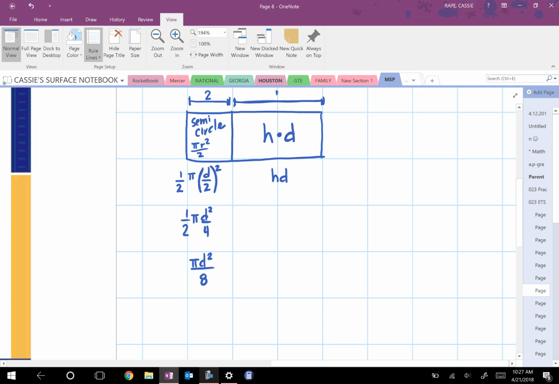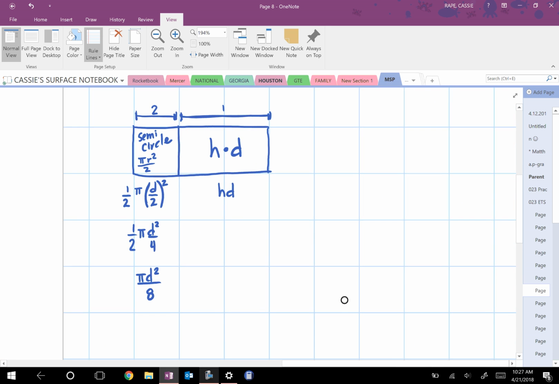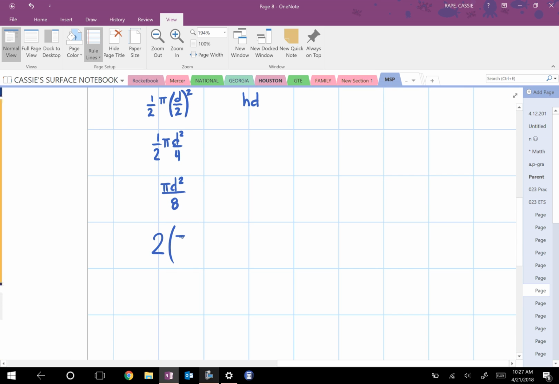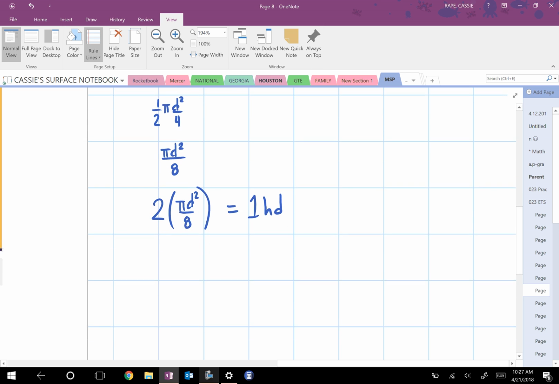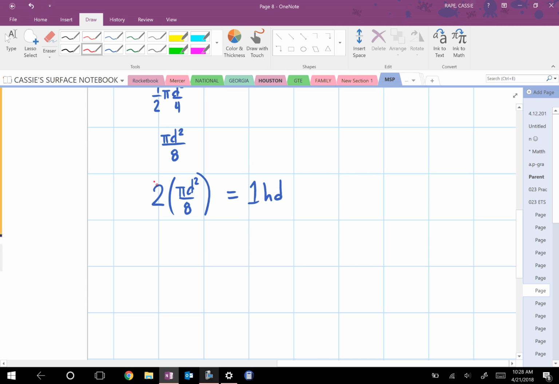The reason that we're doing that is I have to set up some kind of equation because it's asking you to find the ratio of h to d, which means we have to figure out what is h in terms of d. So I'm going to say this. If I had 2 of these, I could equal 1 of these. Okay? So far, so good. If you have 2 of pi d squared over 8, that would be the same as, remember, because 2 goes into 2 one time, 2 goes into 8 4 times, pi d squared over 4 is equal to hd.